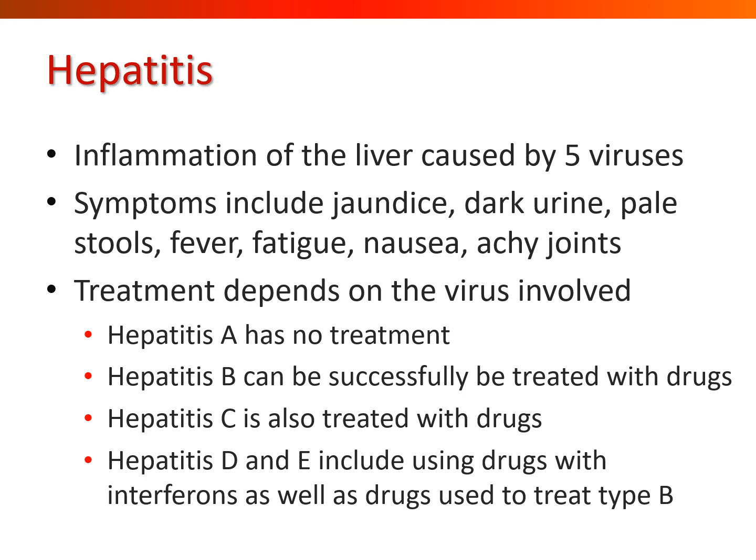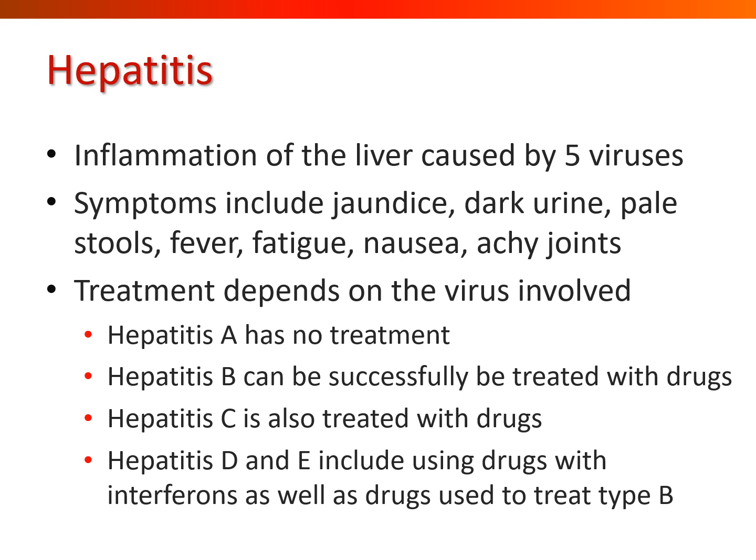Hepatitis is inflammation of the liver caused by 5 different viruses. And when someone has hepatitis, you're going to be looking at someone who has jaundice. They have the dark urine and the pale stools, fever, fatigue, nausea, achy joints. So all the things that we would expect to see in someone who has liver disease. And the treatment of hepatitis is going to depend upon which virus is involved.